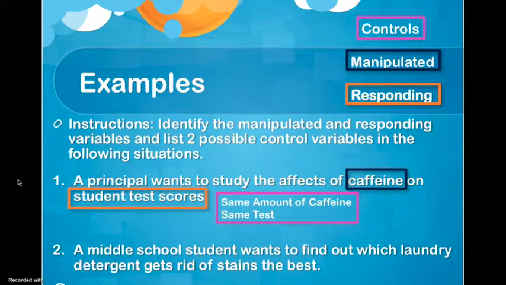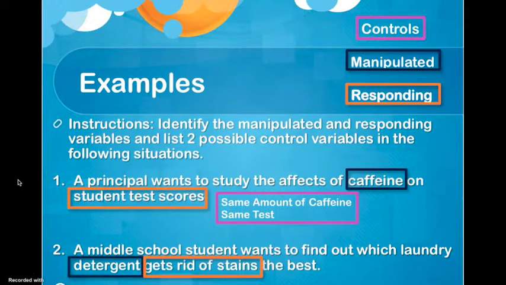A middle school student wants to find out which laundry detergent gets rid of stains the best. So which is the manipulated variable? What's the variable that the middle school student is going to change? Bingo. The detergent. Okay, they're going to try different detergents, so it becomes the manipulated variable. What about the responding variable? What's the thing that we are measuring or observing for our data? Well, the getting rid of stains. It's kind of a little vague, but that would be it, right? So the responding variable is, does the stain disappear? Does it stay there? The getting ridness of stains becomes the responding variable.